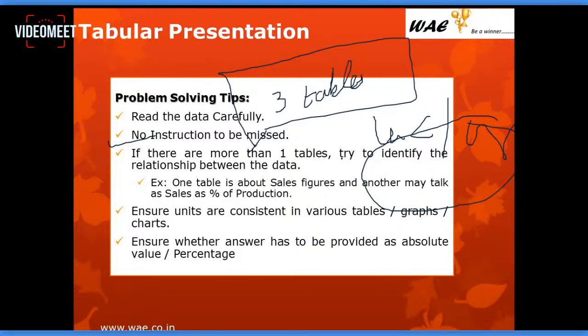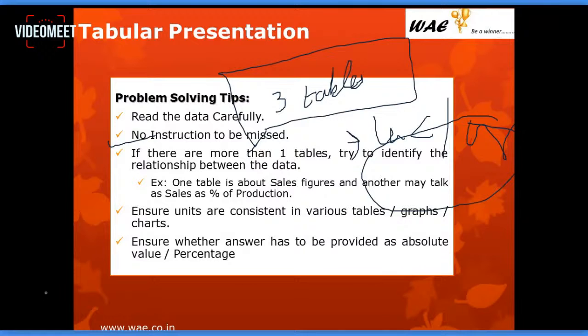So one table may have amount in lakhs of rupees, another table may have an amount in crores of rupees. So you need to take care of that very much. So stabilize the units as well. For example, unit of distance may be given as meter in one, centimeter in another, or maybe feet in another. So you need to equalize the units and convert them as appropriate. That is very, very important. So ensure units are consistent.